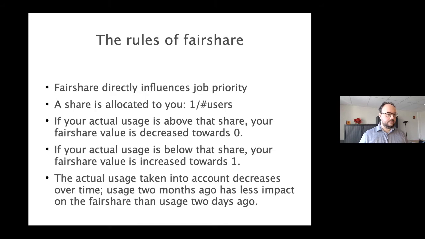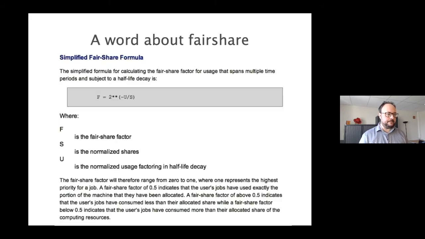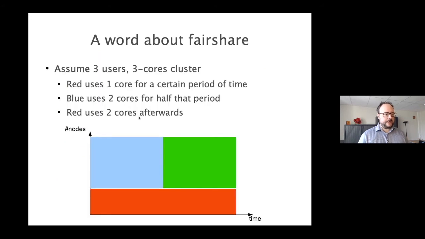If you look in the Slurm documentation, you will see that they offer simplified formulas, but basically you see it's a negative exponential that takes into account the usage of the cluster and your share of the cluster. Maybe I can explain it a bit better with an example.